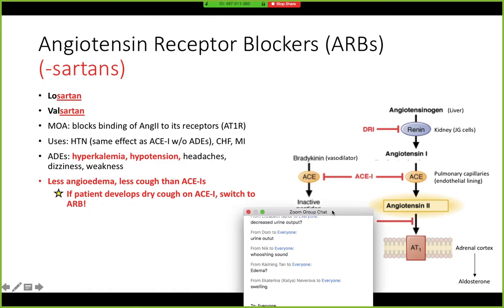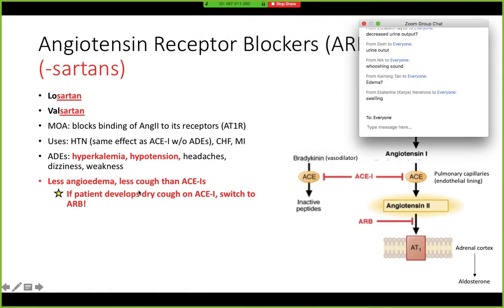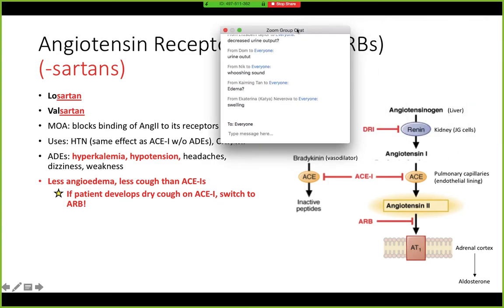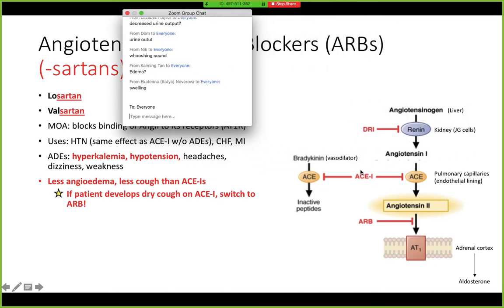And then I would say if Dr. Quadri did WeBots, this would be one. So if you use an ARB in a patient, you're less likely to see angioedema and less likely to see a dry cough than you would if the patient was being treated with an ACE inhibitor. If a patient was being treated with an ACE inhibitor, you would be more likely to see angioedema and dry cough. And again, that's because an ACE inhibitor is blocking the degradation of bradykinin. So bradykinin is what's giving you the angioedema.